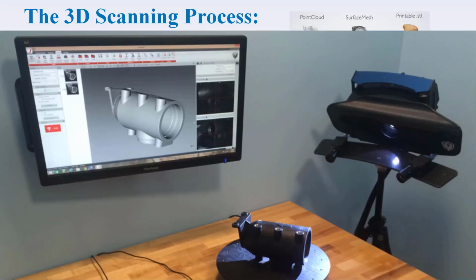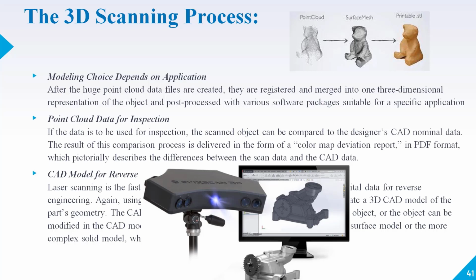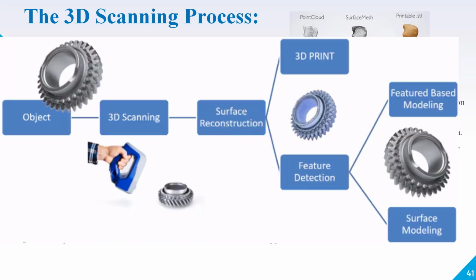So you can compare your data, and if you find it suitable, then you can move ahead with the last step: the CAD model for reverse engineering. Laser scanning is the fastest, most accurate and automated way to acquire 3D digital data for reverse engineering.